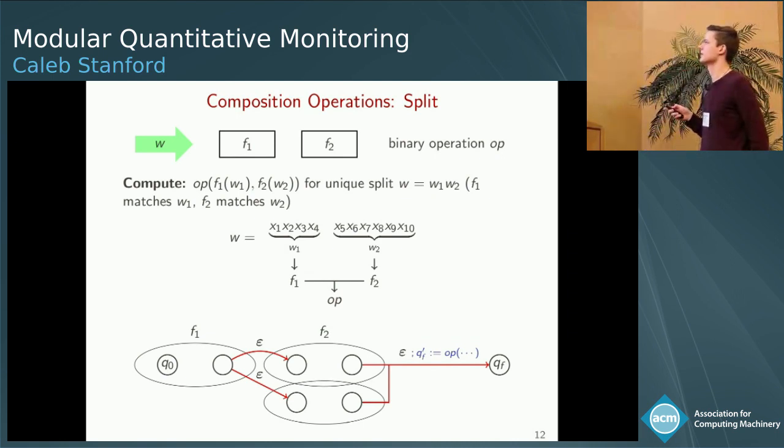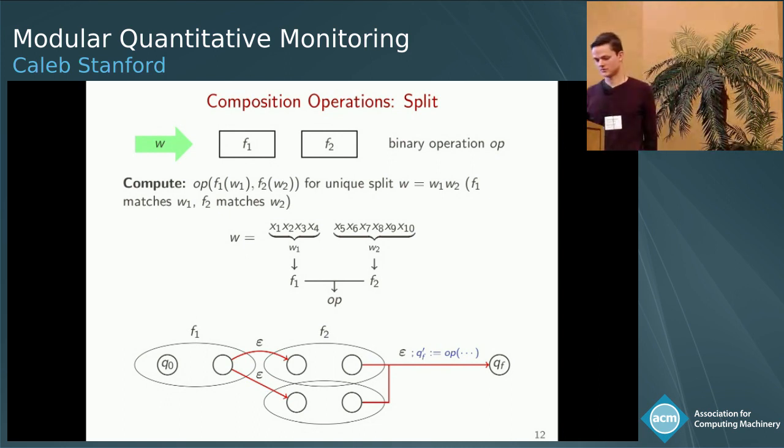There's a more complicated operation called split. In the interest of time, I'll just go over it very briefly. The idea is you have two streaming functions, f1 and f2, and you want to split the input stream into two parts such that f1 matches the first part and f2 matches the second part. It's a more difficult operation. You have to find the exact point where they both match. It's non-deterministic in general, but here we can implement it similarly to NFA concatenation. We put a copy of f1 and a copy of f2, and then apply some epsilon transitions. There are some more technical details to this construction, which I would point you to the paper for if you're interested.